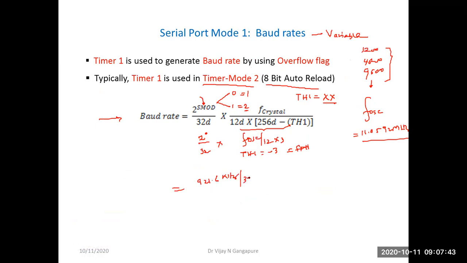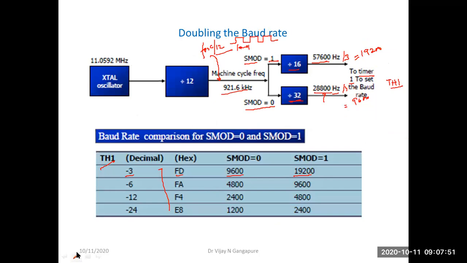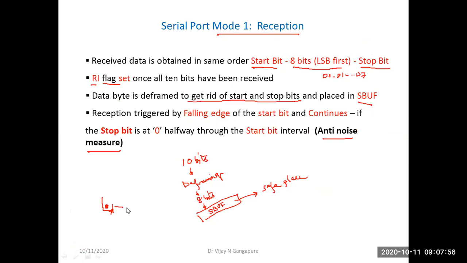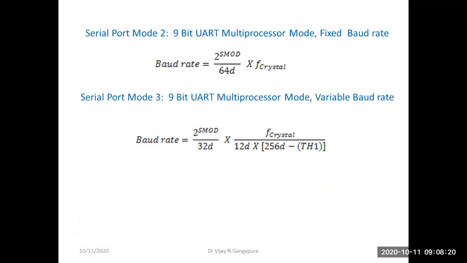Kilohertz divided by 32 multiplied by 3. In this way it will generate a baud rate of 9600 bits per second, or hertz. So in this way this baud rate will get generated. In this way we can set a particular standard baud rate just by loading the proper value into TH1. So in this way we can set a particular baud rate in mode 1.